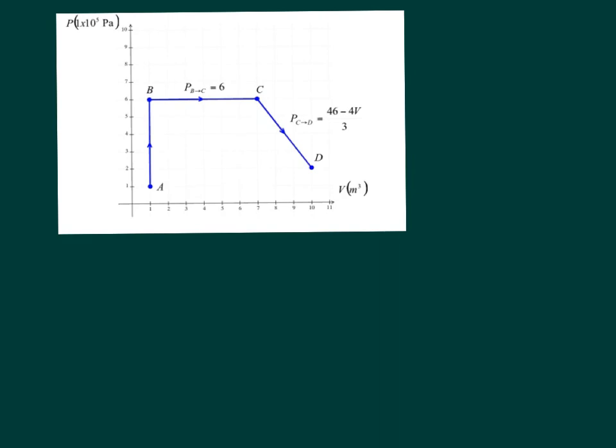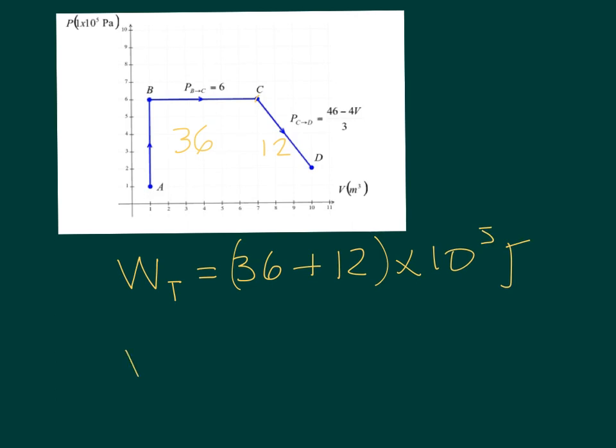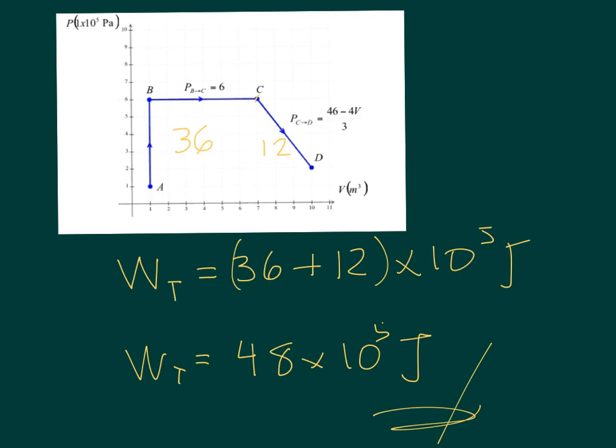So finally what we have is that we had 36 times 10 to the 5 joules on this side, and we have 12 times 10 to the 5 joules on this other side. So the total work will be 36 plus 12 times 10 to the 5 joules, which is the same as 48 times 10 to the 5 joules. And that is the exercise.